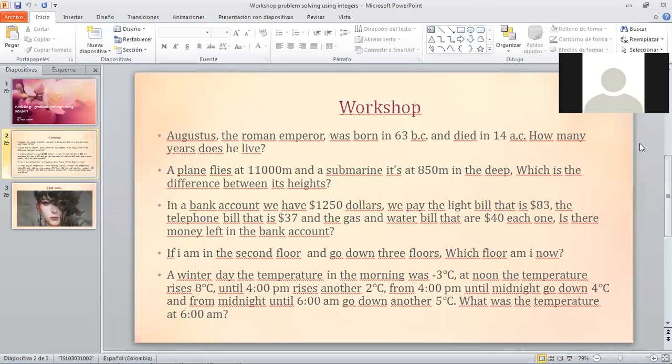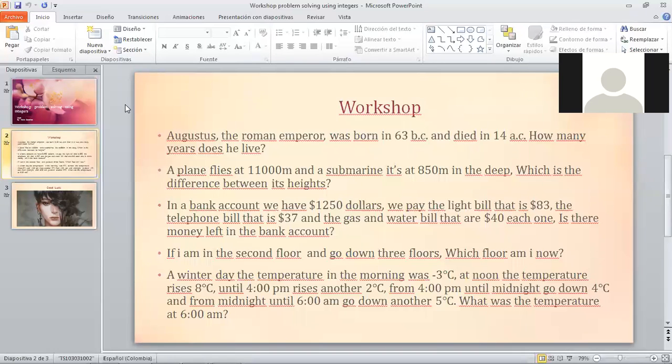Fourth, if I am on the second floor and go down 3 floors, which floor am I on now? Fifth, on a winter day, the temperature in the morning was -3 degrees. At noon, the temperature rises 8 degrees. Until 4 p.m. it rises another 2 degrees. From 4 p.m. until midnight, it goes down 4 degrees. And from midnight until 6 a.m., it goes down another 5 degrees. What was the temperature at 6 a.m.?